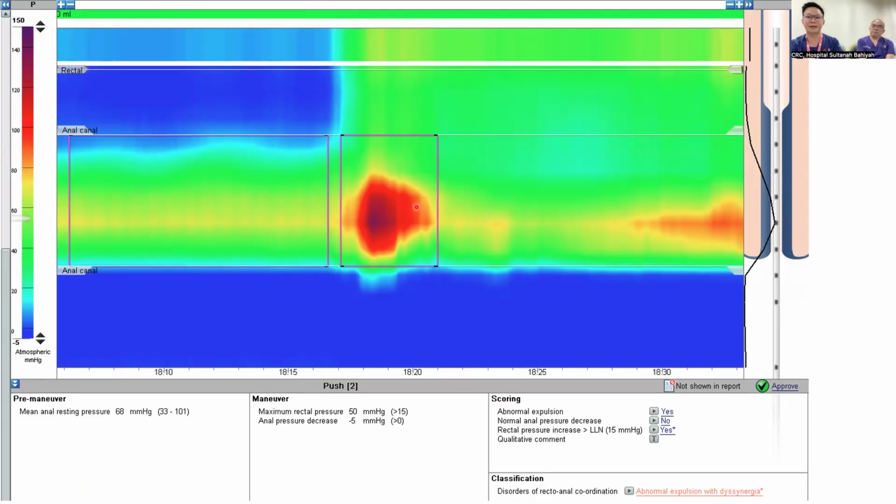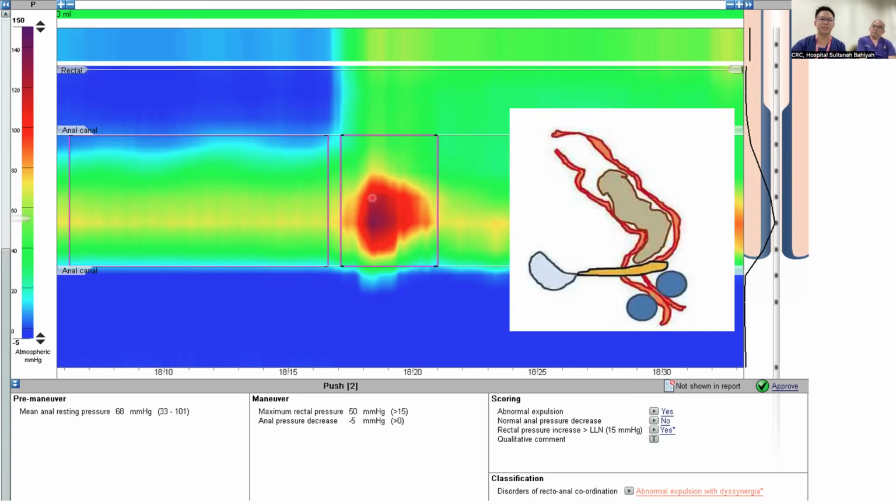Contracts, closes up. So when the anal sphincter closes up, no matter how much force you push, you are pushing against a closed door. You are not able to pass the motion out properly. So this is a patient with dyssynergia. In dyssynergia, although the patient is trying to push, the anal sphincter is closing. The anal muscles are not relaxing, and therefore pushing against a closed door is a futile effort.